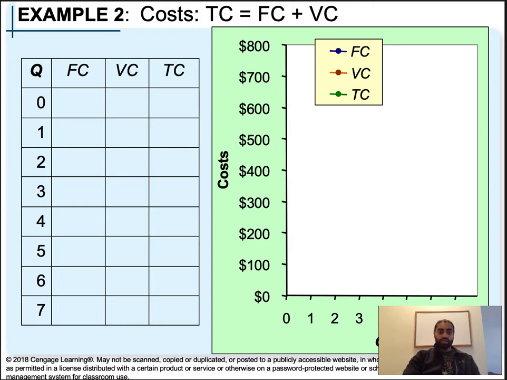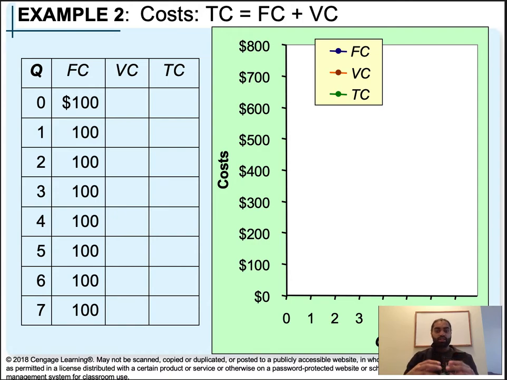So when we're producing 0 units, our fixed cost here is 100, so that's constant throughout the problem. So again, fixed cost is fixed. It's not changing over time. It could potentially change over time, but in the short run, it is fixed. This is something that you have to pay no matter what. So we would plot our curve as a horizontal line at 100.